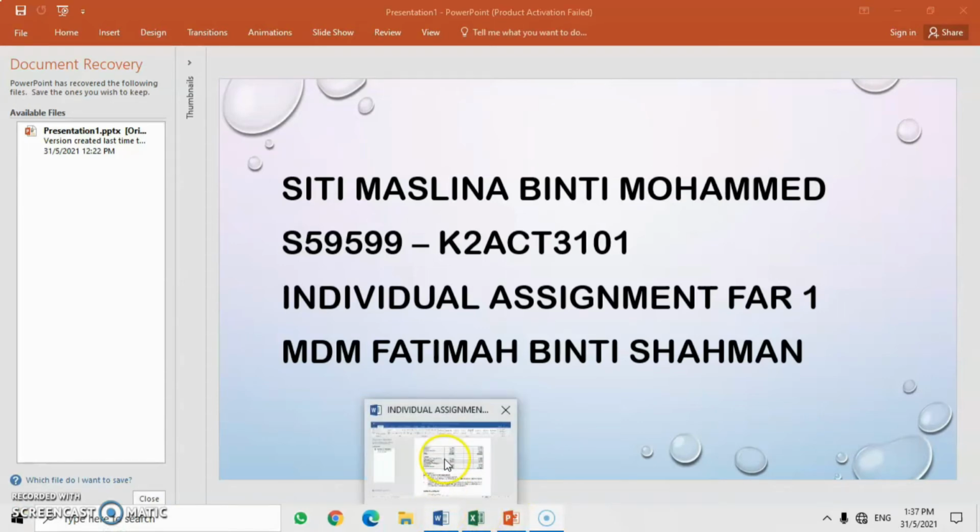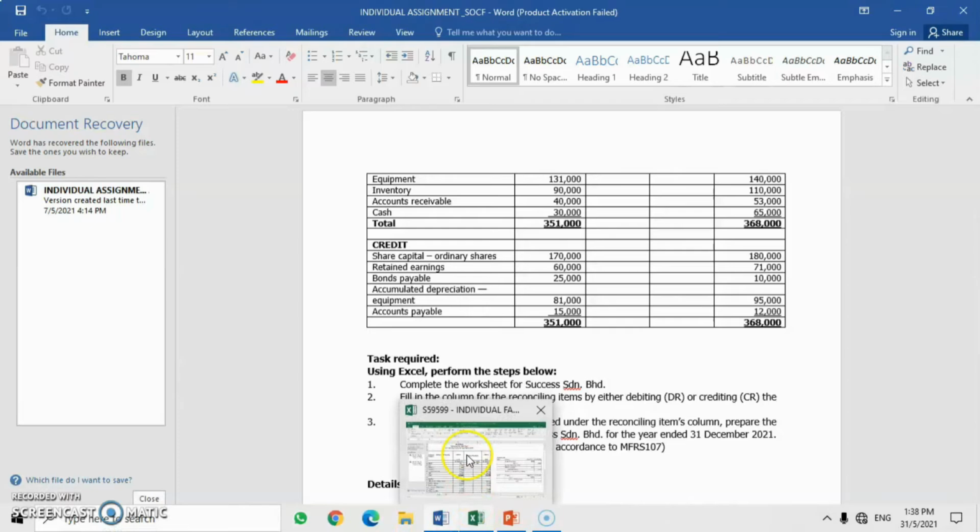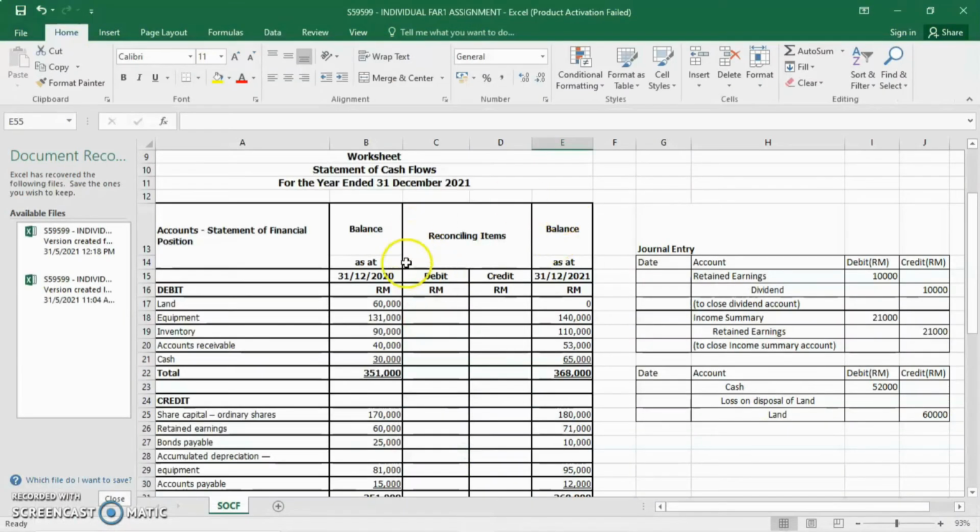Today I would like to share with you how I solved this question about statement of cash flow. First, we need to complete the worksheet for Success Syndrome Berhad. Fill in the column at the debit or credit account. I am using Excel to solve this question. To calculate reconciling item value, we need to compare between beginning balance and ending balance.